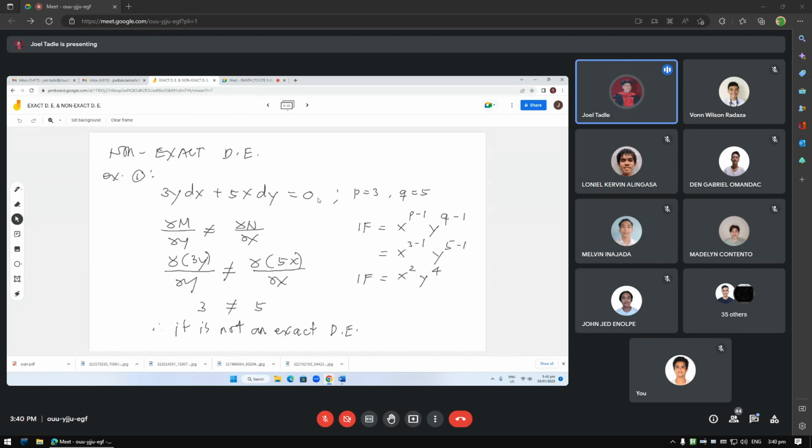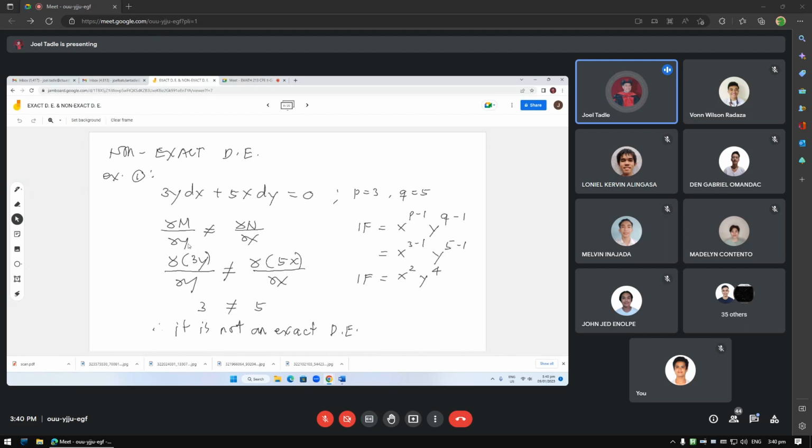Kung wala ni title diha nga non-exact DE, wala pa ta kasiguro if this is exact or non-exact. So ato sang i-test daan. So to determine that this is non-exact, ang partial derivative of m with respect to y is not equal to partial derivative of n with respect to x. Not like exact, kay equal man to siya, no? So, dire, ato sang i-check.